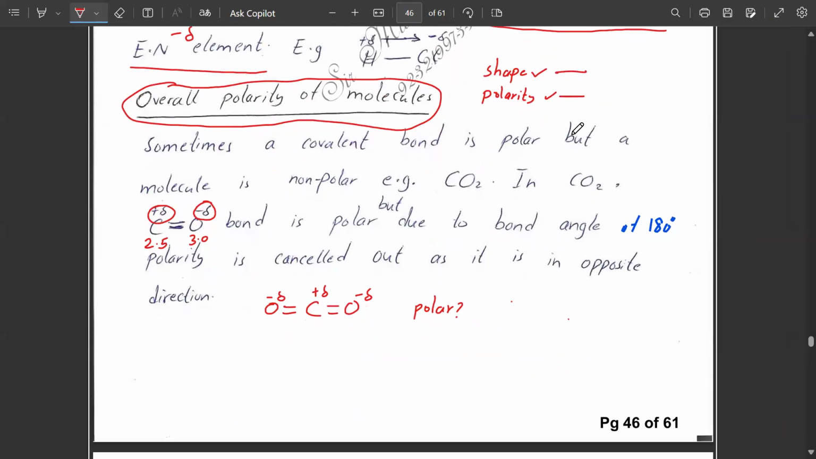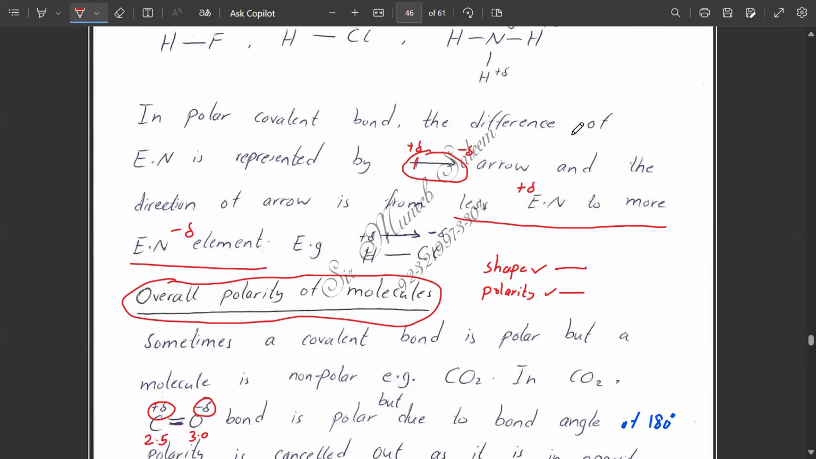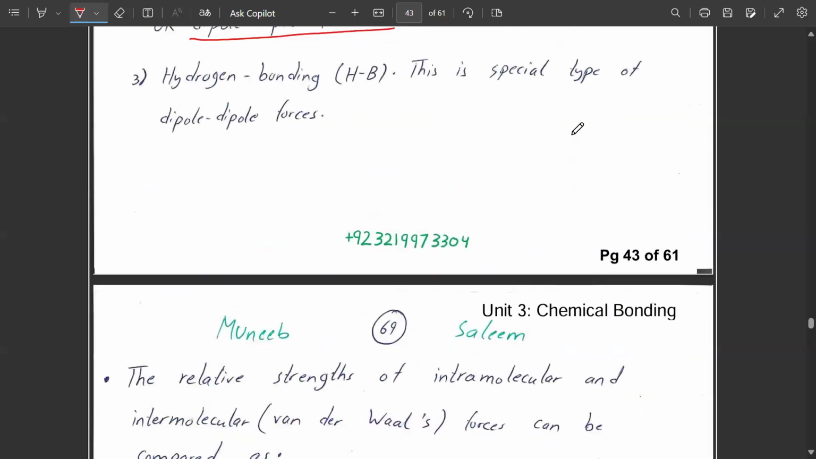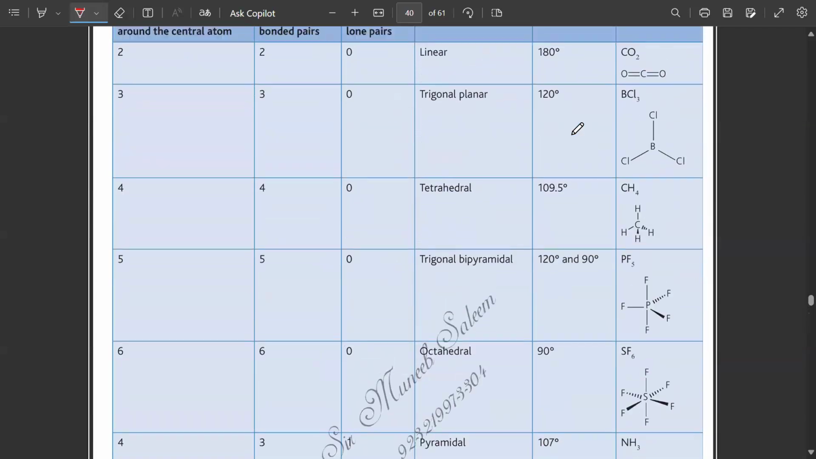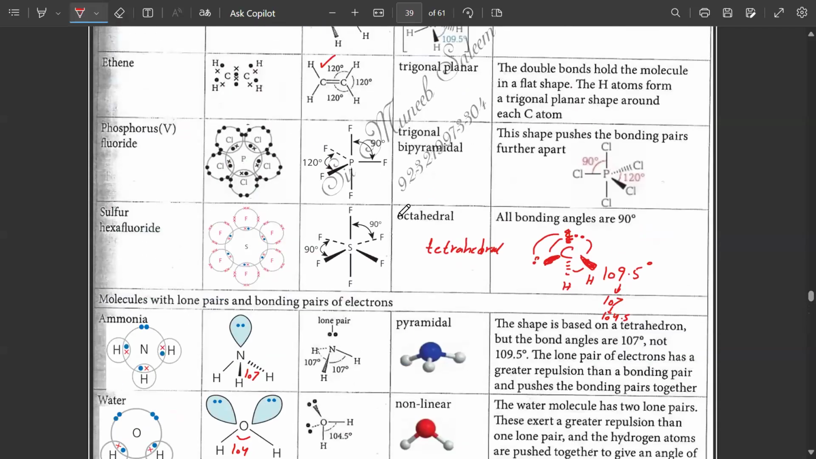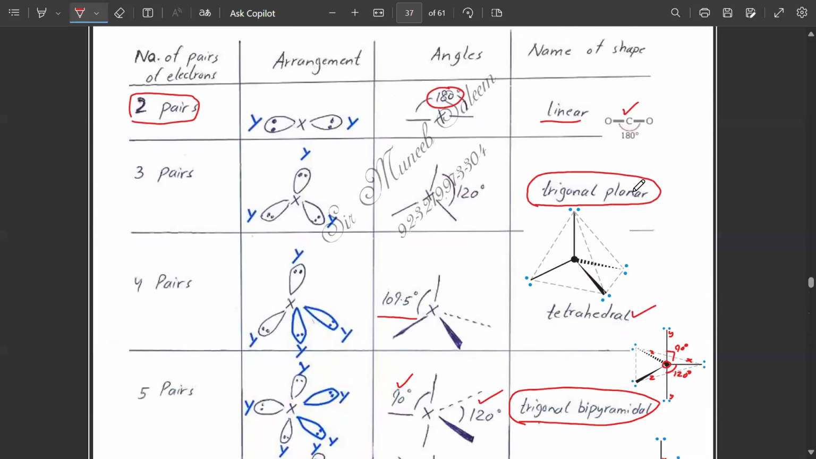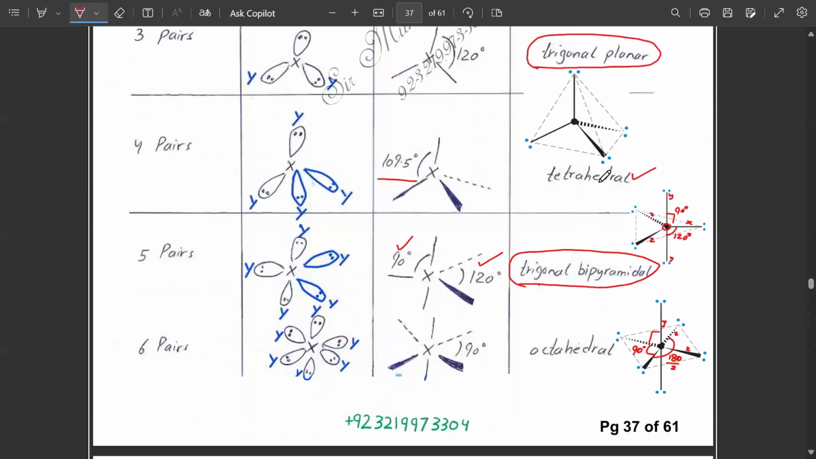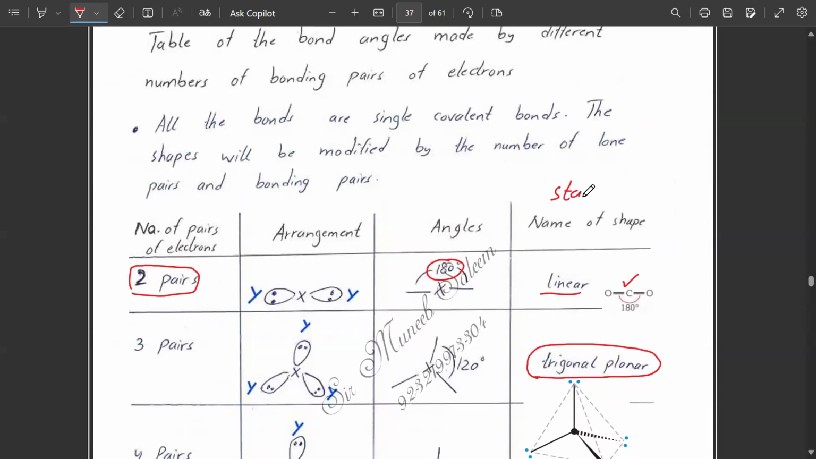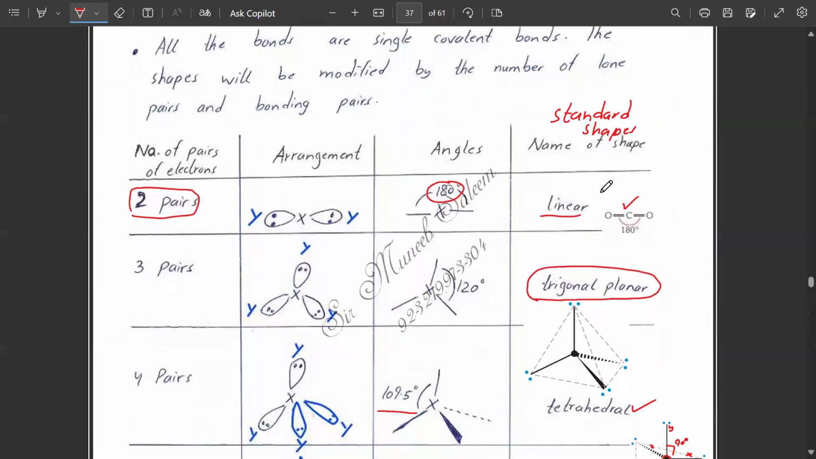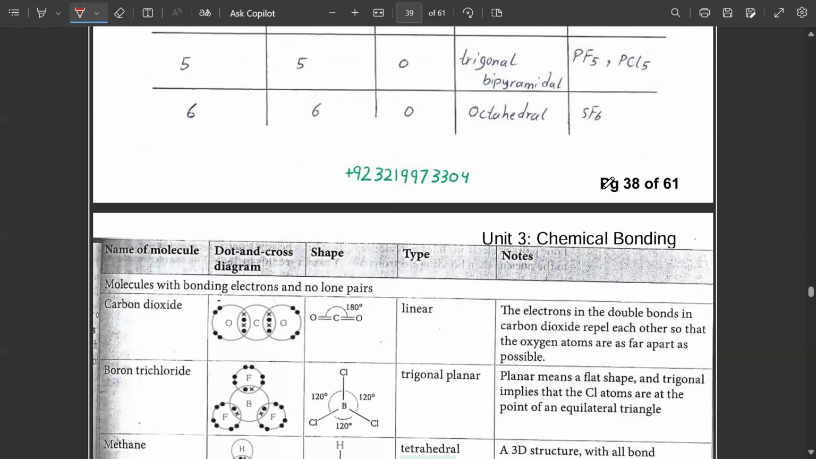So shape, as we have already covered in the topic of VSEPR theory, where all of the bond angles were determined using the repulsions between the lone pairs and the bonding pairs of electrons. These are the shapes which you have already covered: the octahedral, pyramidal, nonlinear. One thing to consider here is that the trigonal planar, linear, trigonal bipyramidal, octahedral, and tetrahedral are all considered standard shapes, in which no lone pair is present. So all those molecules which have such shapes will definitely give us an idea whether the molecule will be overall polar or non-polar.